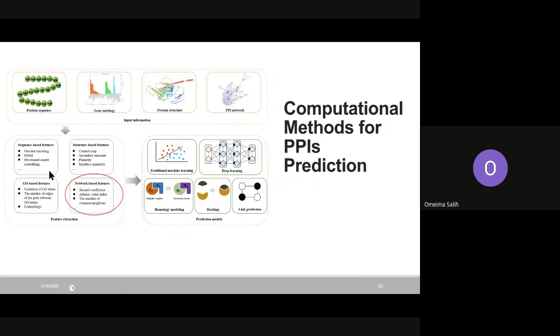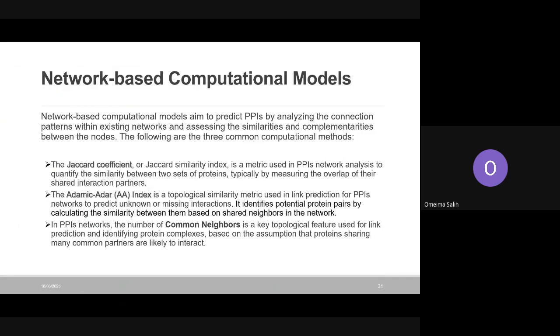But what is important here is the network-based features. These use different coefficients and algorithmic functions, and there are differences between them. The Jaccard coefficient is a metric used in protein-protein interaction network analysis to quantify the similarity between two sets of proteins. So it gives you the similarity index, measuring the overlap of their shared interaction partners.